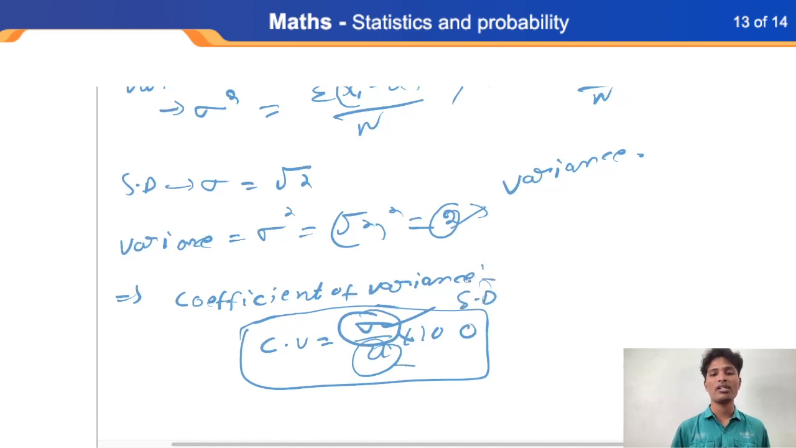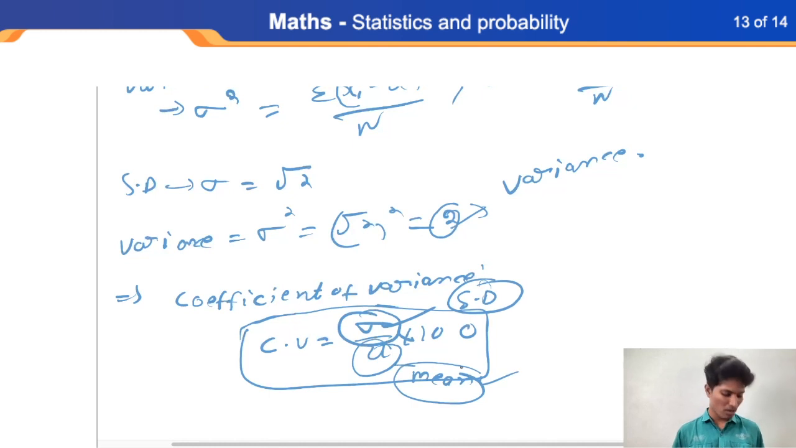Sigma is the standard deviation and nu is the mean. You have to understand.